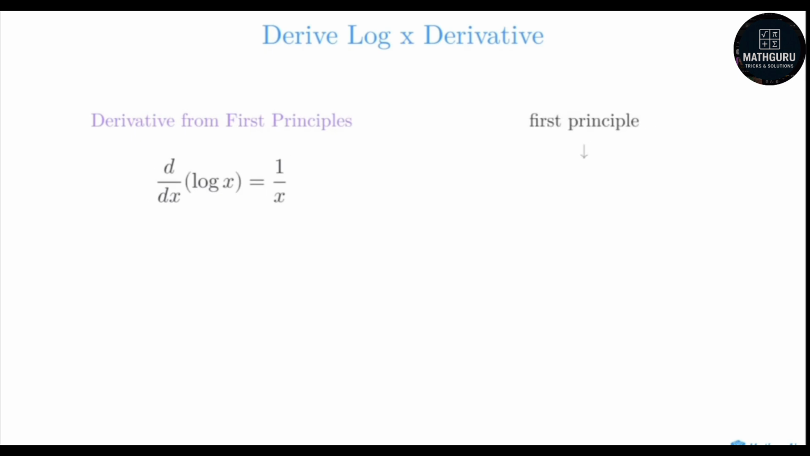First, apply the limit definition. Then use the log subtraction rule to combine terms. Substitute z equals h over x to reshape the limit. Finally, apply the standard limit that equals 1. Let's work through it on the diagram.